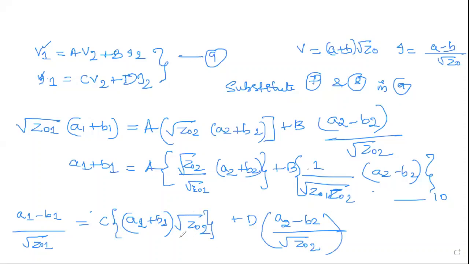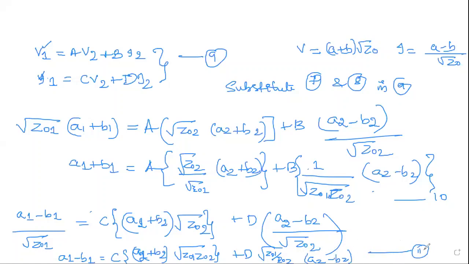Now multiply that again. Bring this equation in terms of A1 minus B1. So you'll have the equation C into A2 plus B2. This will be square root of Z01, Z02, plus D into square root of Z01 divided by Z02, into A2 minus B2. This is equation 11. Any confusion in writing these equations?